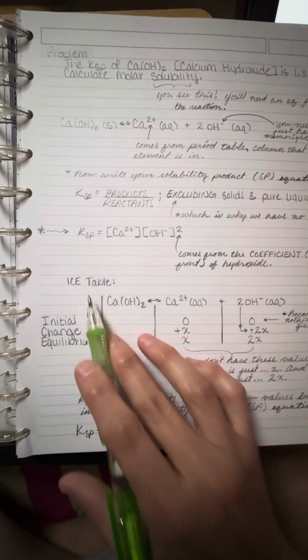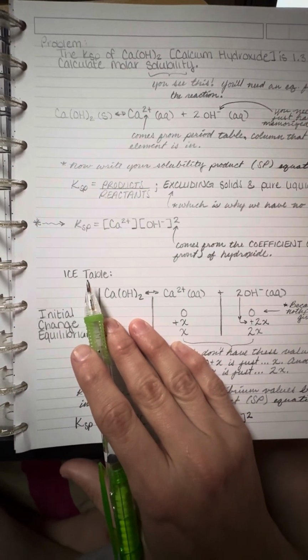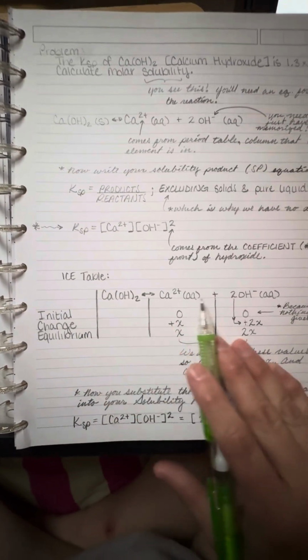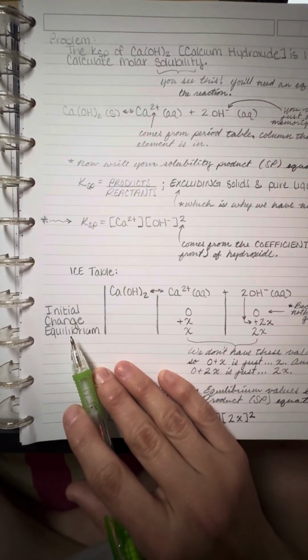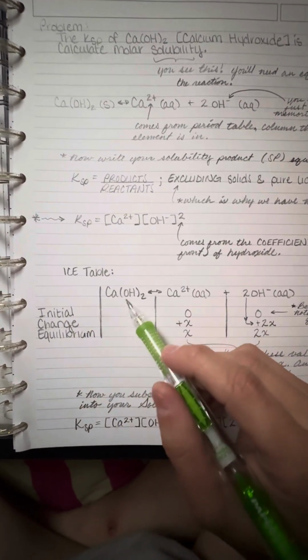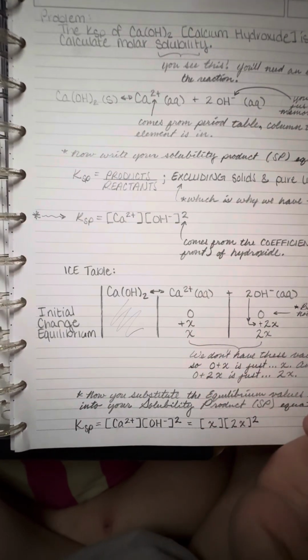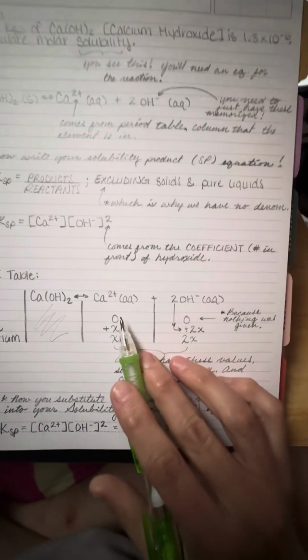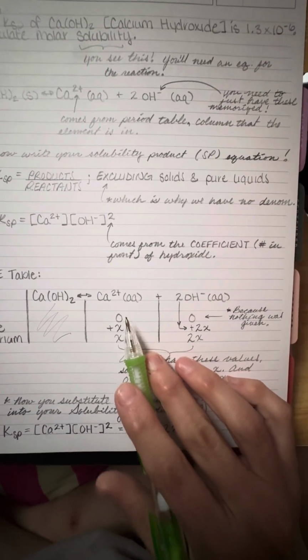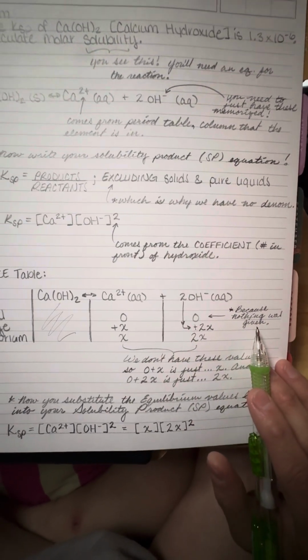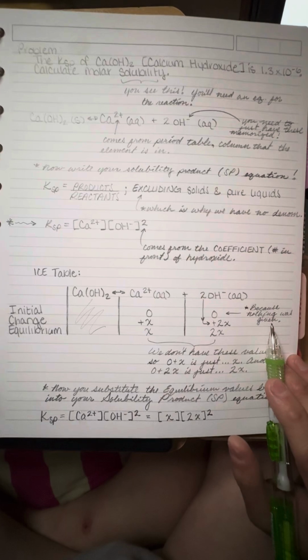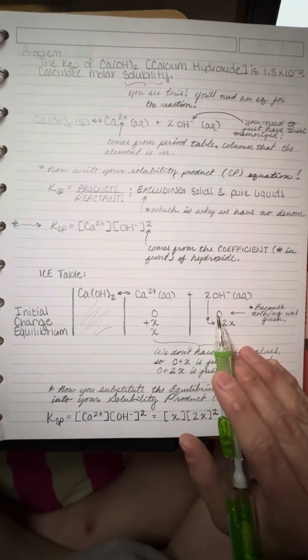All right, so now we're gonna go into our ICE table, and we're gonna rewrite our equation down here. Initial, change, equilibrium. Here we have the initial values of 0 and 0. This is because nothing was given, so we're starting at 0.